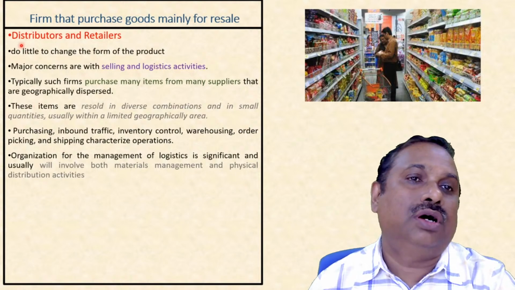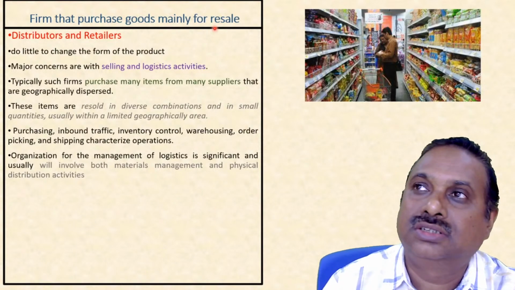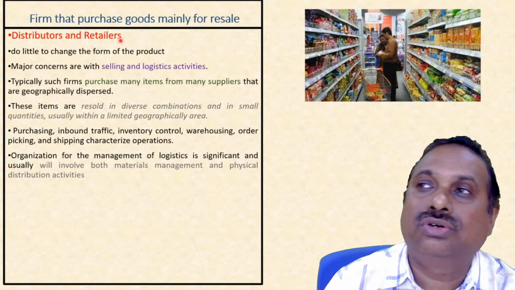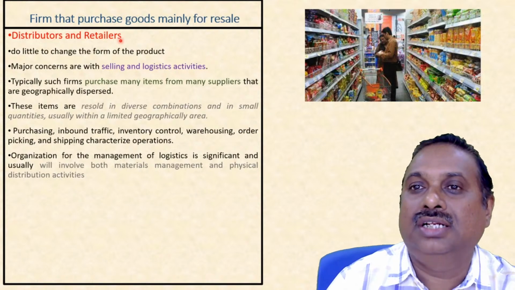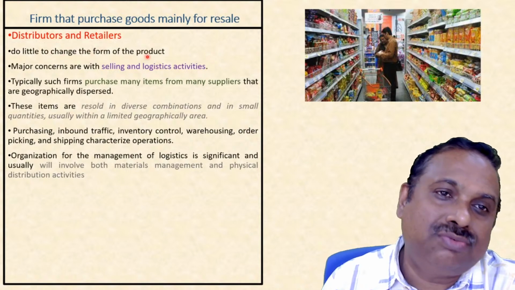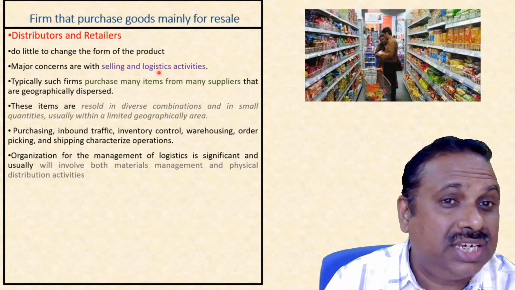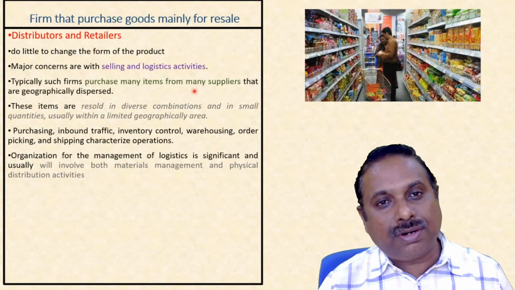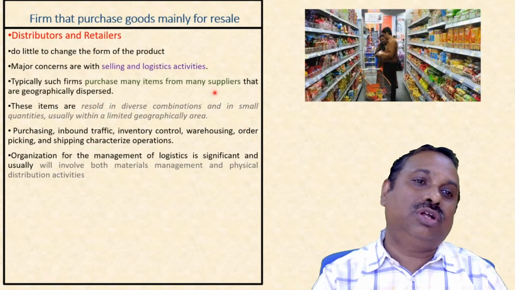Then coming to firms that purchase goods mainly for resale. The examples are distributors or retailers. Retailers break the bulk. They purchase in bulk, break it, and sell in small quantities. They do little to change the form of the product. So major concerns are with selling and logistics activities. Such firms purchase many items from many suppliers, n number of items from n number of suppliers that are geographically dispersed.